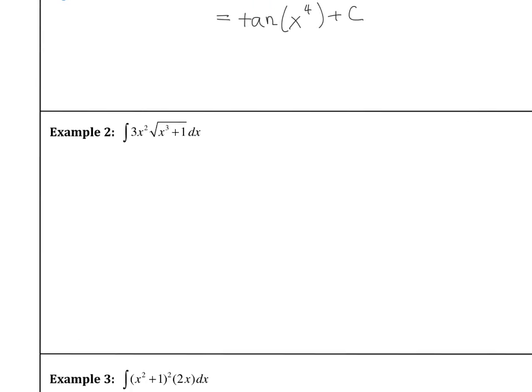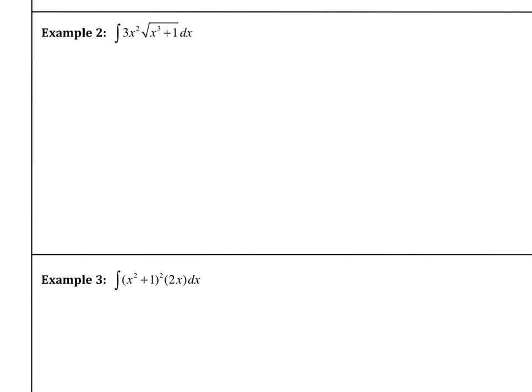All right, example 2. Okay, here, all right, again, we're looking for that function derivative pattern. All right, so do I see a function and its derivative? Yeah, right? If I start with x cubed, and I take its derivative, I get 3x squared. All right, so my function should be my x cubed, right? Furthermore, we'll throw the plus 1 in there too. There's no reason not to throw in the constant. It will just go to 0 when we differentiate it.